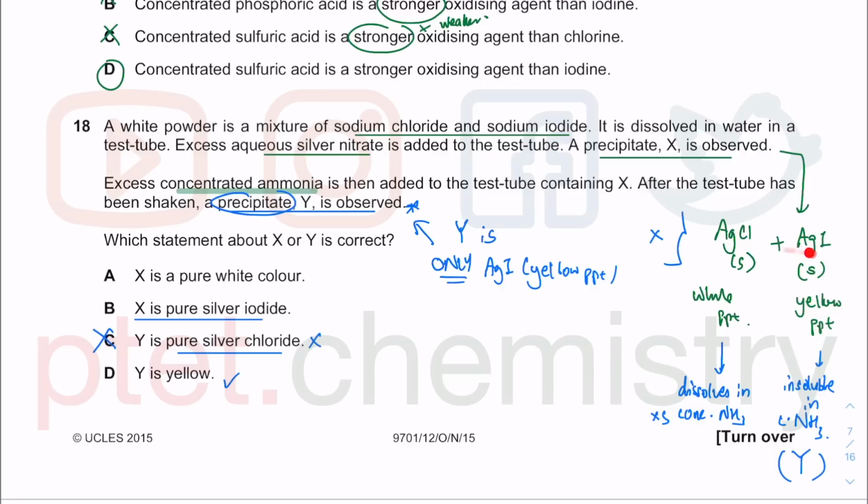But X is going to be a mixture of these two, because you haven't separated them with the use of concentrated ammonia yet. X is not going to be pure white. It's going to be a mixture of white and yellow. So it's not pure white because it's a mixture. So X is a mixture. So A and B are wrong. You want the correct statement. D is definitely the only correct answer there.